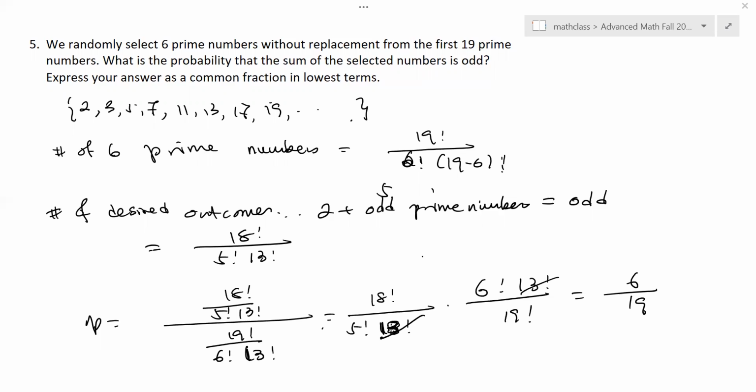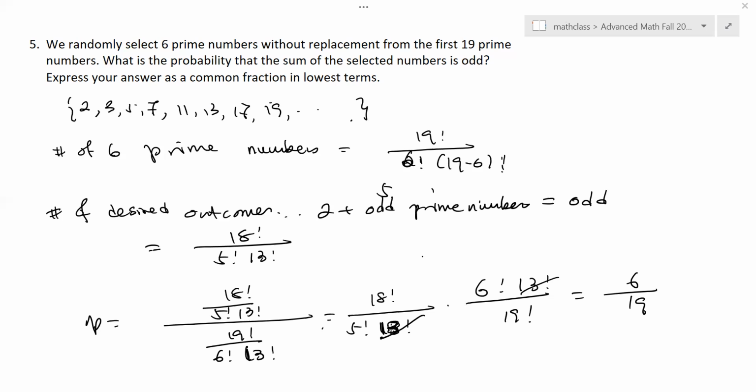Yeah, if the sum of the six prime numbers are all odd, then the sum must be even, right? So one of them must be even, and there's only one even prime number.